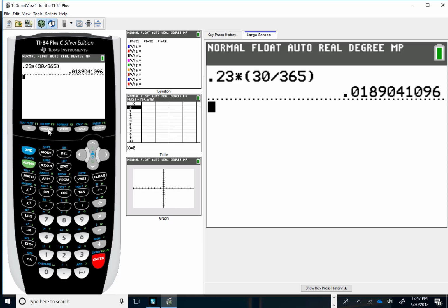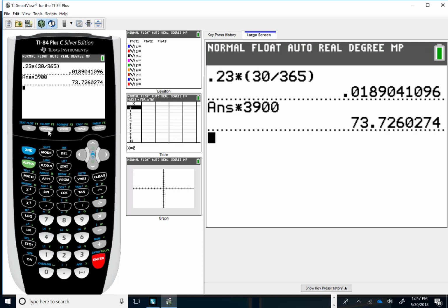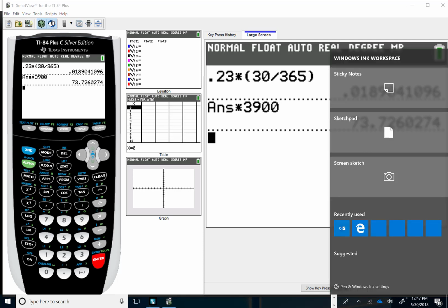So there's my interest. It's in decimal form, and I'm going to multiply it by the average daily balance, and that is how I get my finance charge. So my finance charge in money is going to be $73.73.